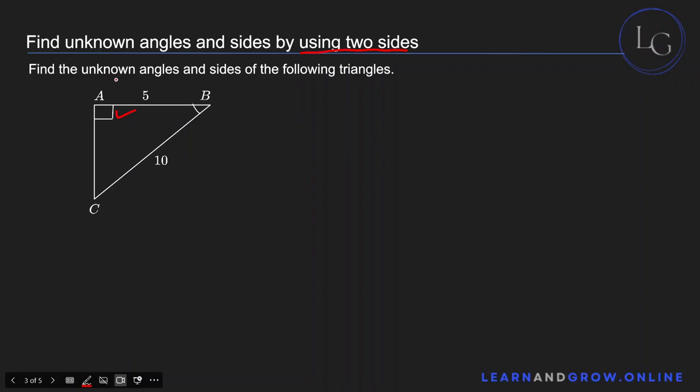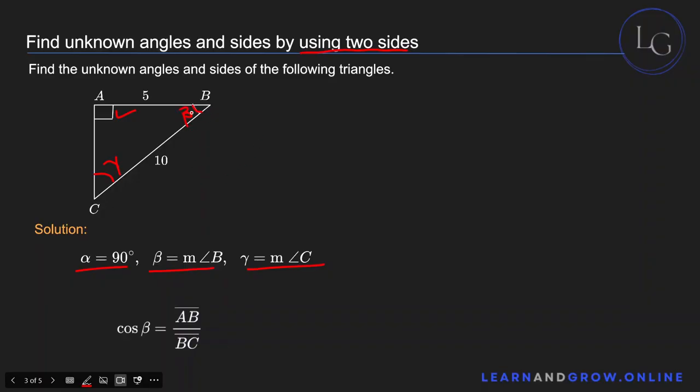So you need to find this angle, you need to find this angle, and you need to find this side, right? So let's see. Now I think I've denoted these a little bit wrong, so let me make it a bit clearer for you. We know that alpha is 90 degrees, and beta is the angle at B, and gamma is the angle at C. So this is beta and this is gamma.